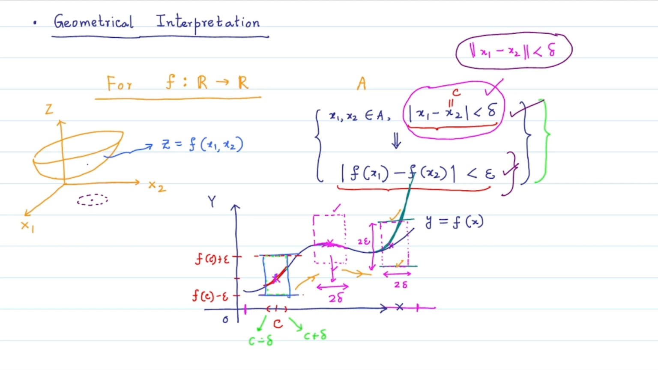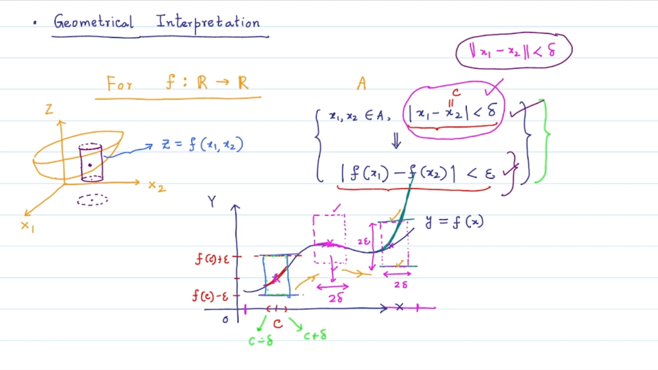So at each and every point on the surface z equals f(x1, x2), we keep scanning with a cylinder of height slightly smaller than 2 epsilon and base radius delta. Now you keep on scanning with this cylinder, placing the center of the cylinder on the surface z equals f(x1, x2), and if you find that the surface never crosses the top and bottom of the cylinder, then the function z equals f(x1, x2) is uniformly continuous.